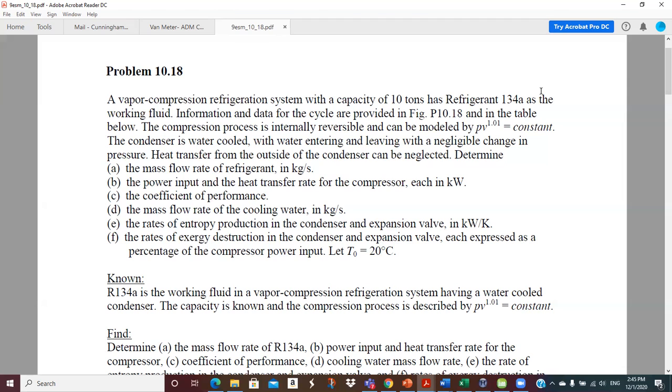And we can't do F. We haven't done the exergy chapter. I think you get that in Thermo 2 these days. So we skipped that part. So we won't do F.